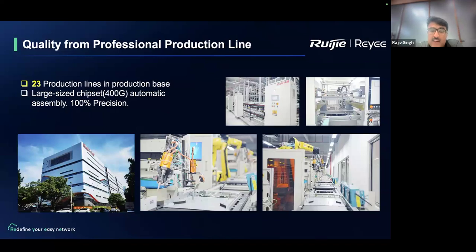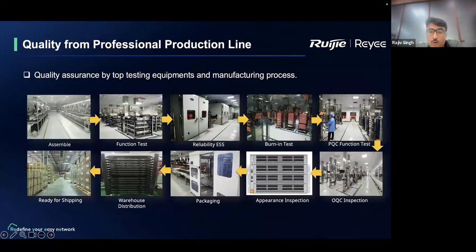So these are the production lines, how we have set up. A similar production line we are going to set up in Vietnam. So what is the procedure when material comes out to sell in the market? This is the step which we follow: assembling, function test, reliability assess, burn-in test, PQC function test, OQC inspection, appearance inspection, packaging, warehousing, distribution, then ready for shipment.